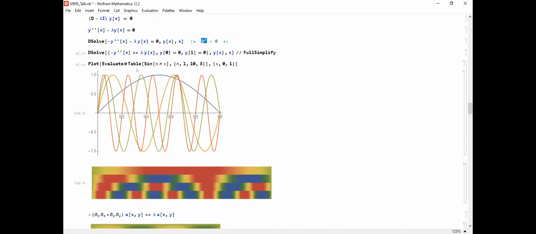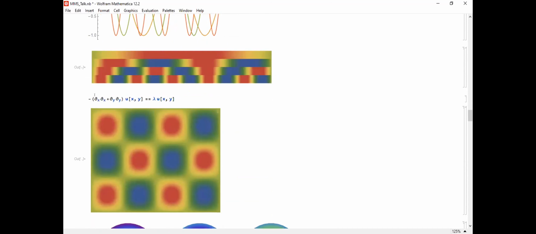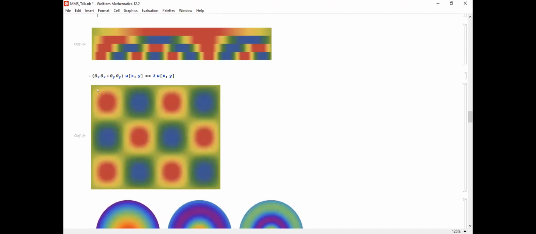So instead of having minus y double prime, you can talk about derivatives with respect to x and with respect to y. And let's take two of them like this with a minus sign as usual. And you can find the eigenvalues of this operator. Okay? And since it's two-dimensional, instead of having an interval from 0 to 1, you can have, for example, a rectangle like this. And you end up with the eigenvalues of this rectangle with this differential operator. This is one eigenvector corresponding to this operator.